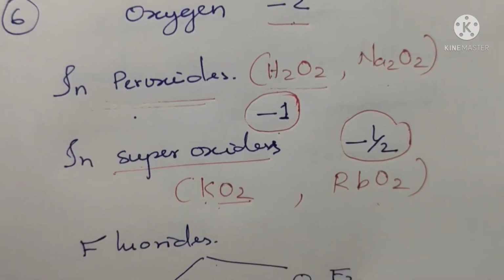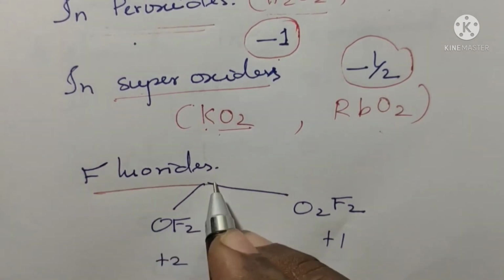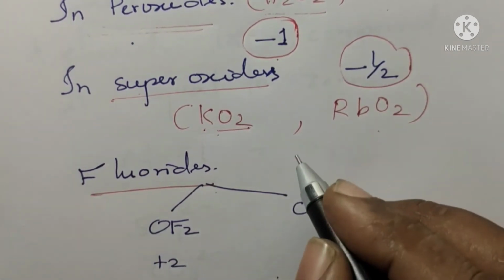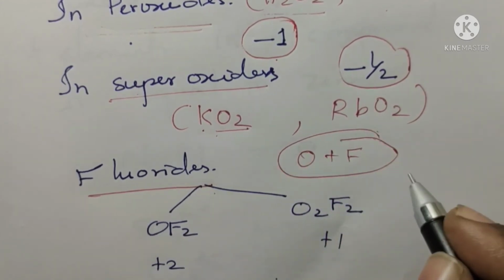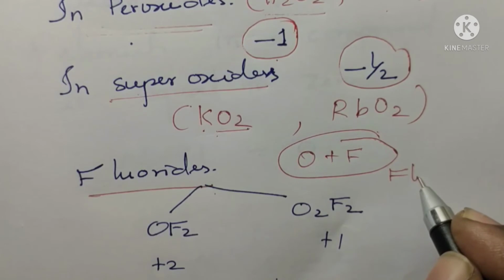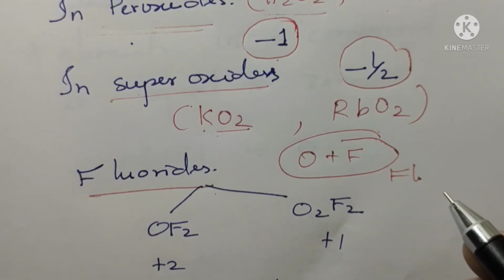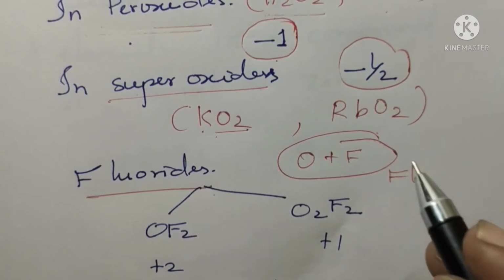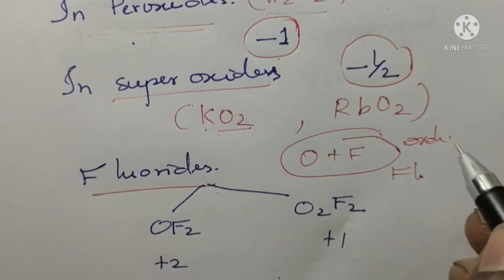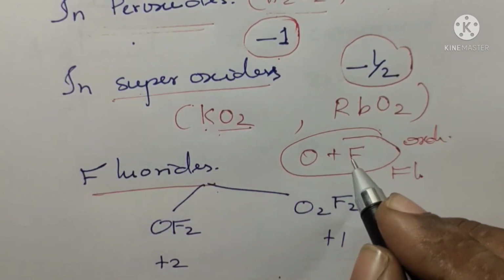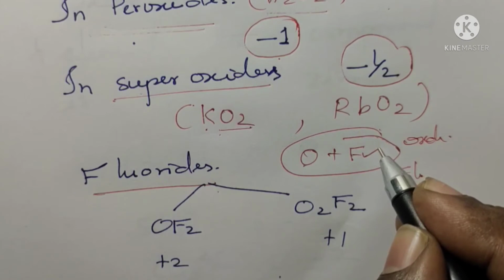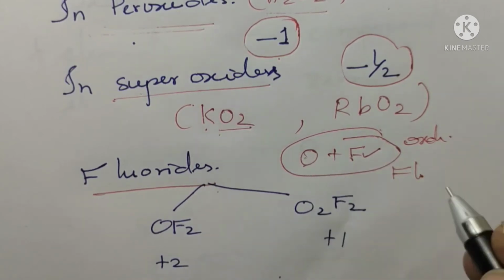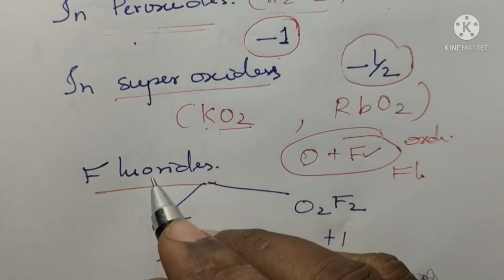But in the case of fluorides, what are fluorides? Fluorides means when oxygen combines with fluorine, the resultant compound is called a fluoride. Usually we studied that when oxygen combines with any element, the resultant compound is called an oxide. But when we compare fluorine and oxygen, fluorine is the most electronegative element. Therefore, the compound formed between fluorine and oxygen is called a fluoride.